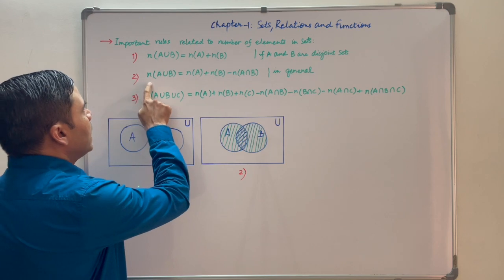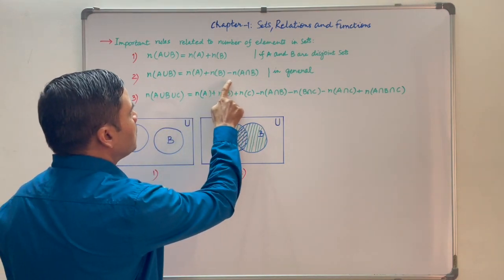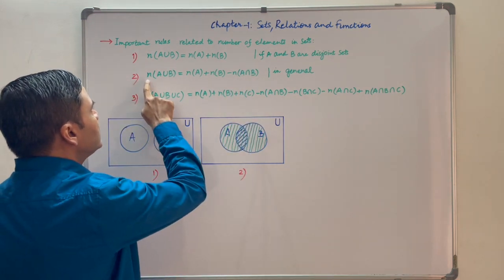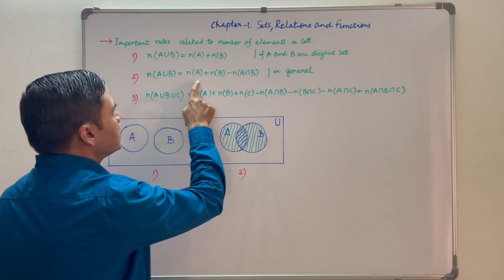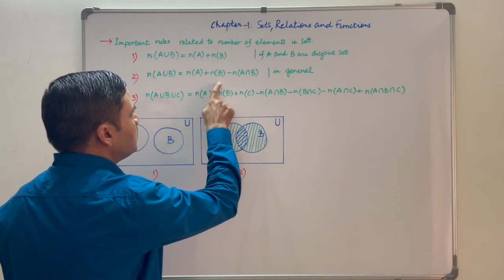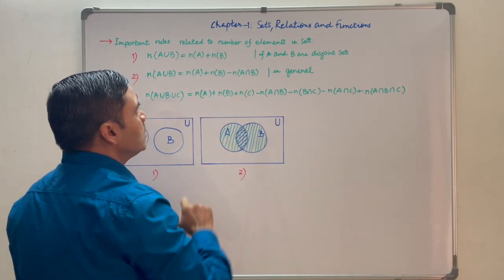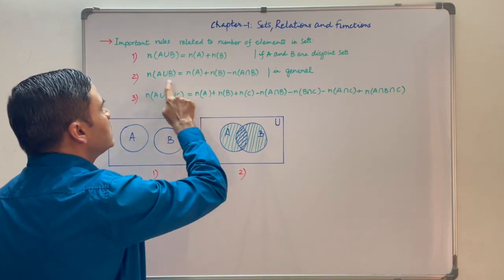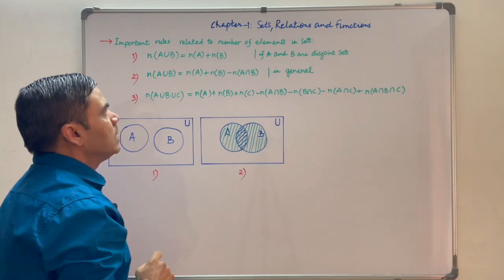Second formula, n(A union B) is equal to n(A) plus n(B) minus n(A intersection B). Means number of elements in set A union B is equal to number of elements in set A plus number of elements in set B minus number of elements in set A intersection B. This is the general formula, and the first formula is a specific case of this general formula. We will see in a while.